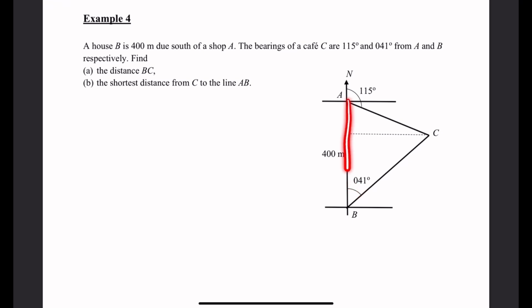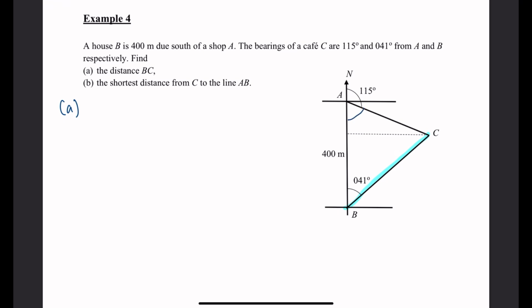Okay, so take note, bearings are all given, angles given. There's a 400 meters label there. Find part A, distance BC. I'm going to highlight BC first. BC is this blue color length, okay? We need to find some angles first, okay? Let me write here, part A.